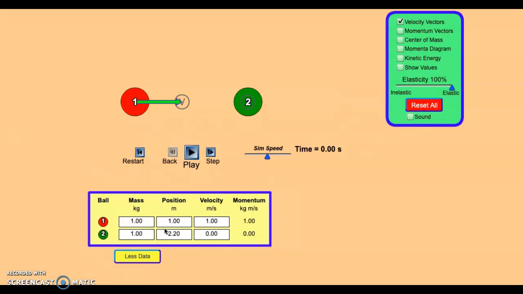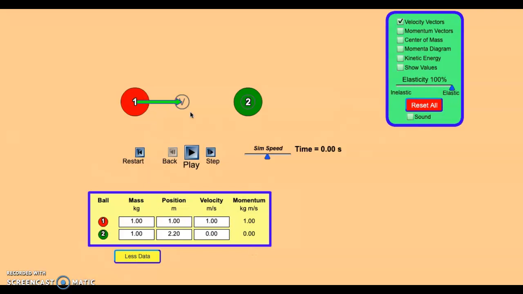I'm going to add some more data. This is the information you're going to be putting into your data table. You can ignore position, that does not matter. But we are going to be recording the mass, the velocity, and the momentum. And then you'll be asked a couple of questions for each one of these trials.